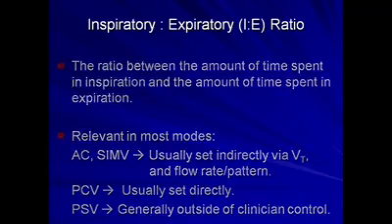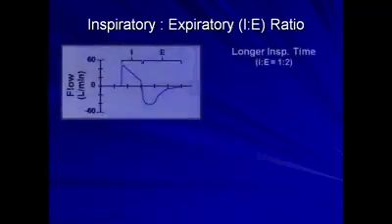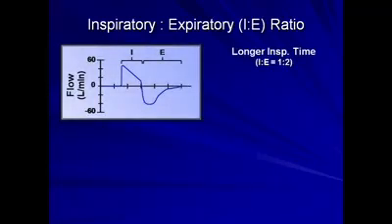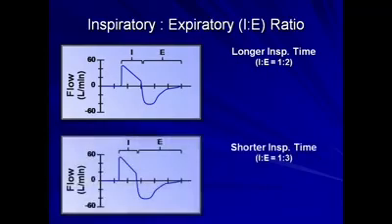Here's a graph of flow rate as a function of time for a single respiratory cycle. The inspiratory time is 1.5 seconds and the expiratory time is 3 seconds. Thus, the I to E ratio is 1 to 2. In this contrasting graph, although the overall cycle is of the same duration, the time spent in inspiration is slightly less and the time spent in expiration is slightly more. This is an I to E ratio of 1 to 3.